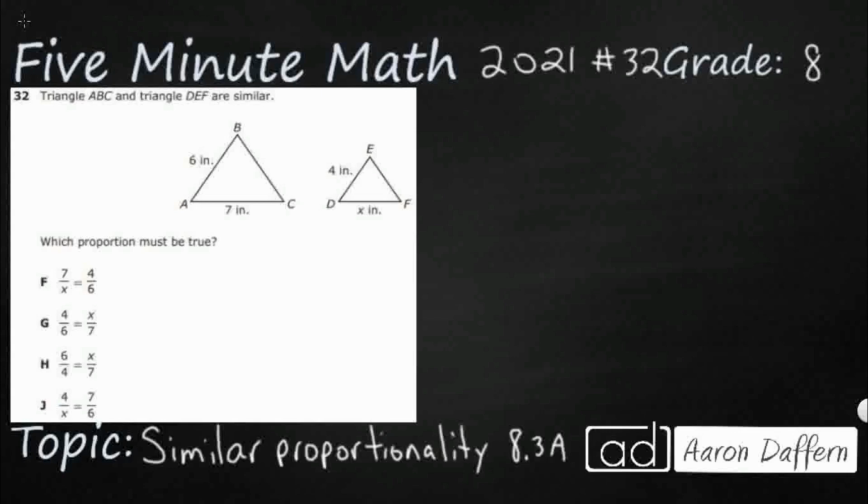Today we are looking at the 8th grade concept of similar proportionality. This is standard 8.3a in the great state of Texas, and we are using item number 32 off the 2021 released STAAR test. If you have not done so already, please go ahead and take a moment to pause the video, work this problem out on your own, unpause it, and we will look at our answers together.